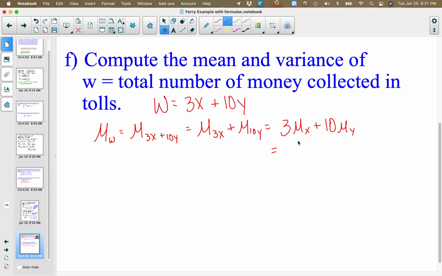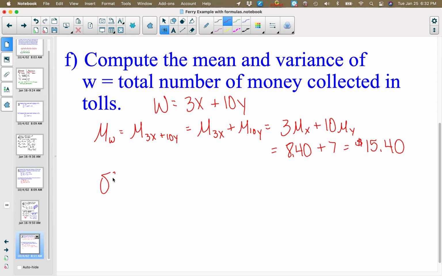We already did this, so rather than compute this again, you can look back up to see what it was. It was $8.40 plus, and this one, if you look back up, you can see that was $7. So we get a total of $15.40.